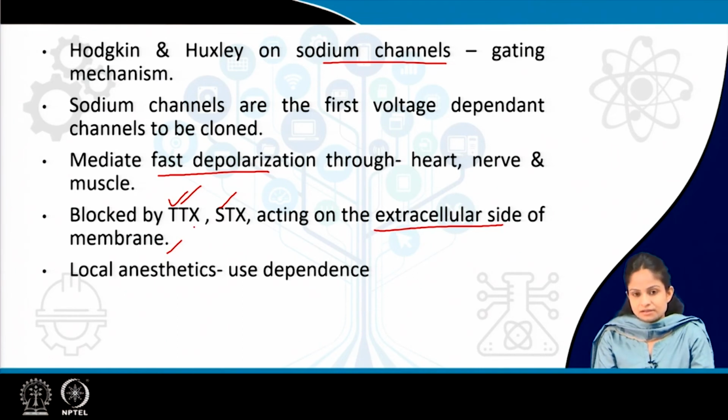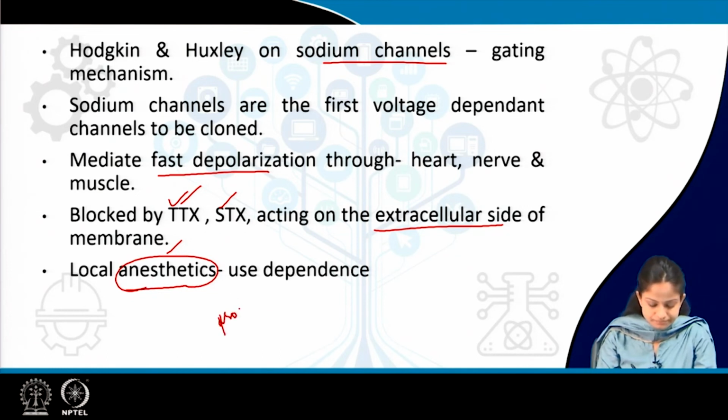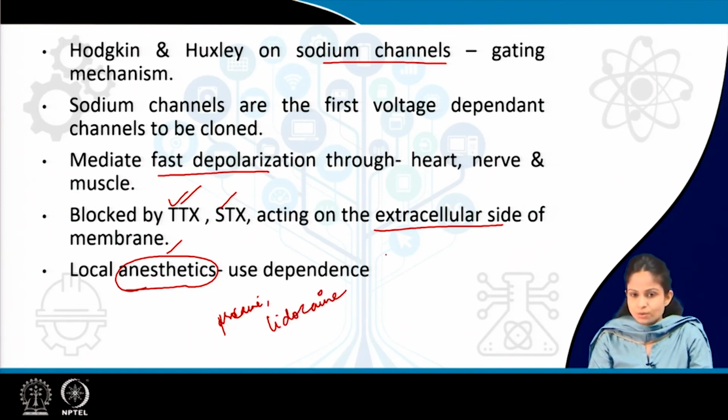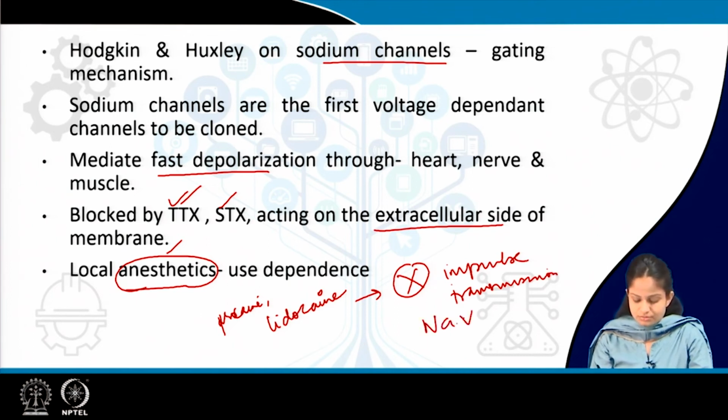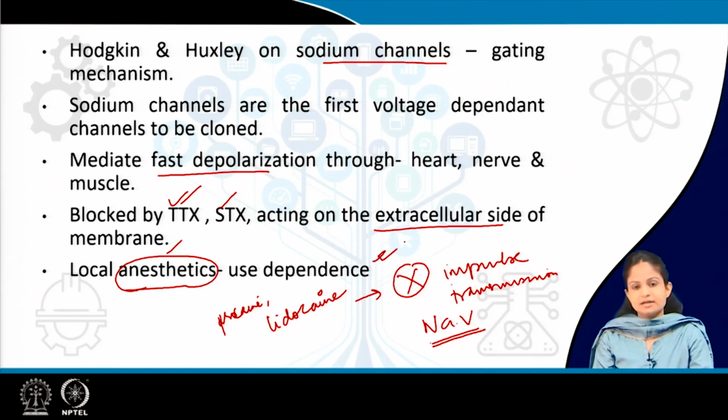Also, we have a very important clinical role of the sodium channels. The sodium channels are usually blocked by the local anesthetics. So, local anesthetics we use, like procaine, then lidocaine, usually block the sodium channels, and because of this blocking there will be no further impulse transmission. So, the impulse transmission is hindered because of blocking of the sodium channels. So, these are the voltage gated sodium channels, and the inhibition of these channels is usually dependent on the frequency of stimulation, how it is stimulated. That is why the action of these anesthetics is use dependent.